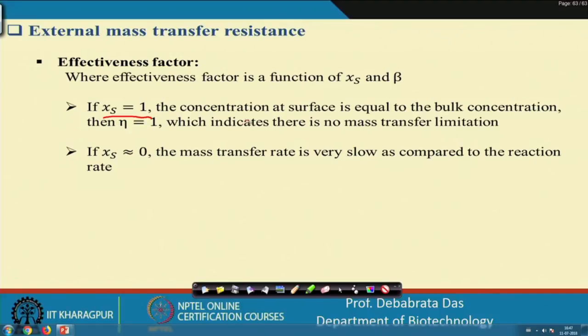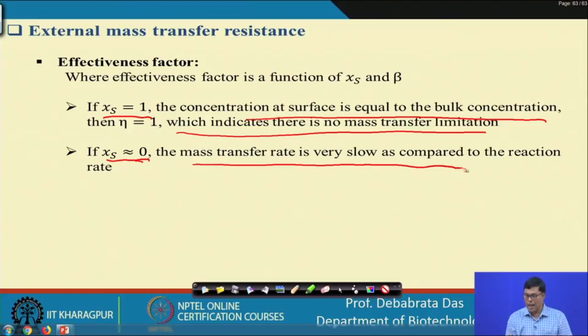If the concentration at the surface is equal to the bulk solution, that indicates no mass transfer diffusion. But if x tends to 0, then mass transfer is very slow as compared to the reaction rate. That means we have diffusion control in the system.